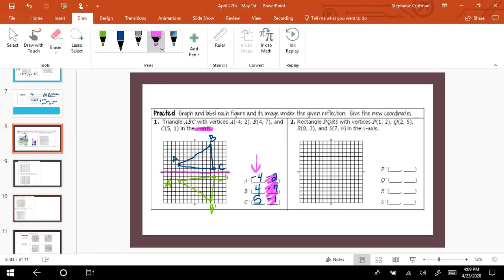When you do the y-axis, so that's this vertical axis, it's going to be a little bit different. Think about what would change here. Well, my positive x's are to the right and my negative x's are to the left, and I'm reflecting over this y-axis. So if I'm reflecting over the y-axis, the x values are going to change because I'm going from positive x's to negative x's, or vice versa.